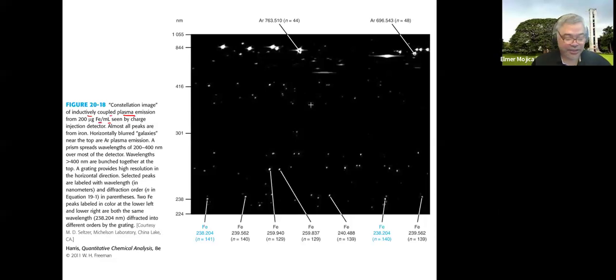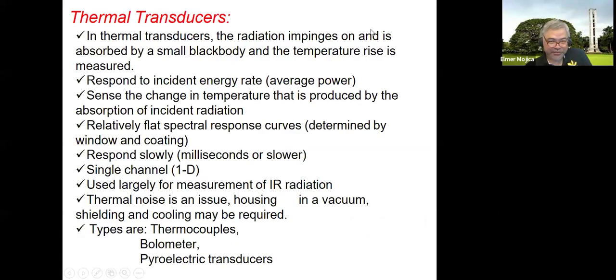So these are what we call photon transducers. The next ones that we have are the thermal transducers. Wherein the radiation impinges on and is absorbed by a small black body and the temperature rise is measured. So this is in terms of heat. Okay, so you respond to the incident energy rate. And the sense is the change in temperature that is produced by the absorption of light. So we could say the signal has something to do with the change in temperature from the applied radiation.